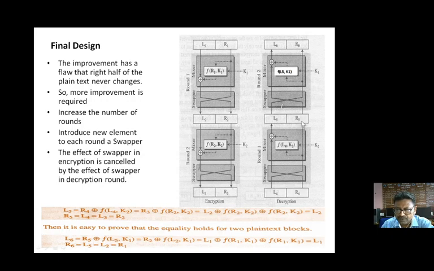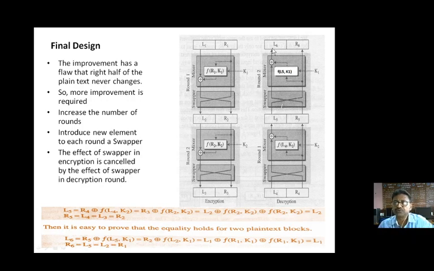Now let us prove R5 is equal to R2. What is R5? R5 is nothing but L4. What is L4? L4 is equal to L3. And what is L3? It is equal to R2. So it means R5 is equal to R2. So if L3 is equal to L4 and R3 is equal to R4, we have found that L5 is equal to L2 and R5 is equal to R2.